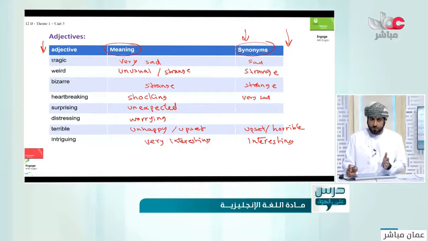If you ask me, can we put the Arabic meaning within this table next to the English meaning? Of course, we can put it, since our L1, our mother language, is Arabic, and it can help and support.